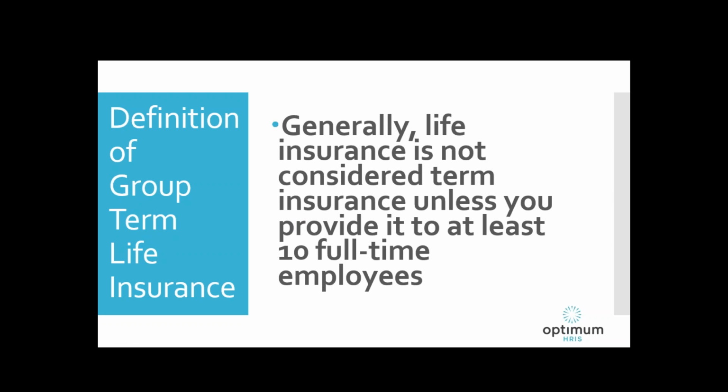Generally, there is a 10-employee rule for group term life insurance. The employer must provide the benefit to at least 10 full-time employees before the IRS considers it term insurance. Now, there are some special rules and considerations for small employers and seasonal employers who have less than 10 employees or less than 10 full-time non-seasonal employees. So if you fall into that category, you can research that and see if you do indeed qualify for group term life insurance under the IRS guidelines.